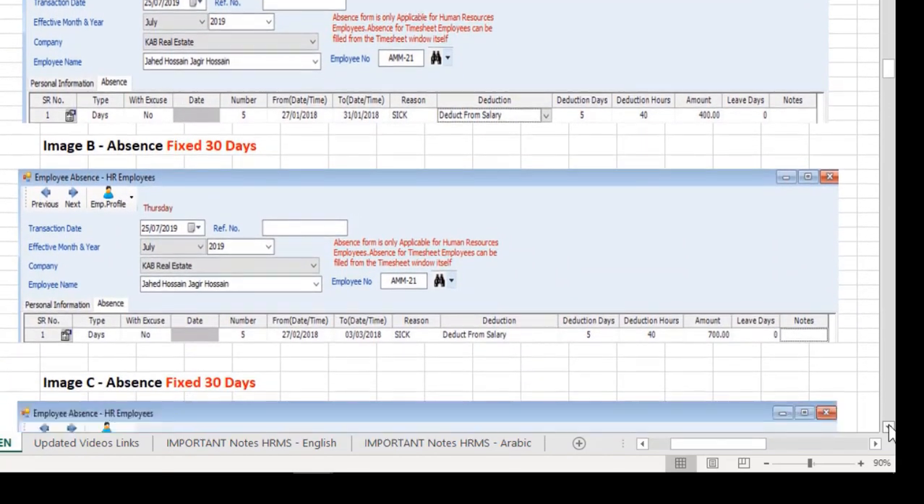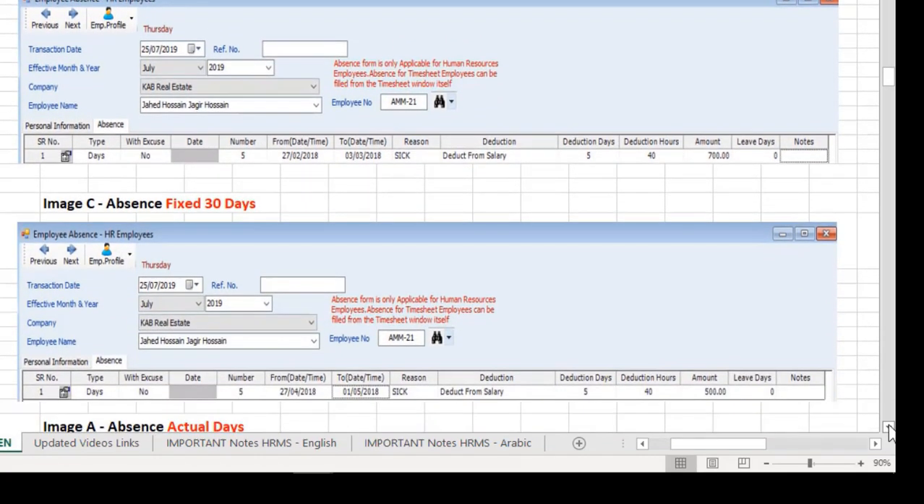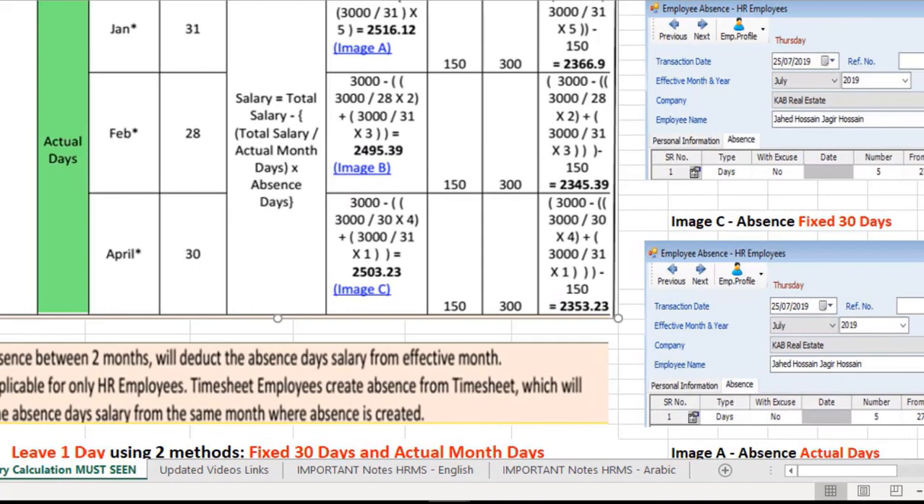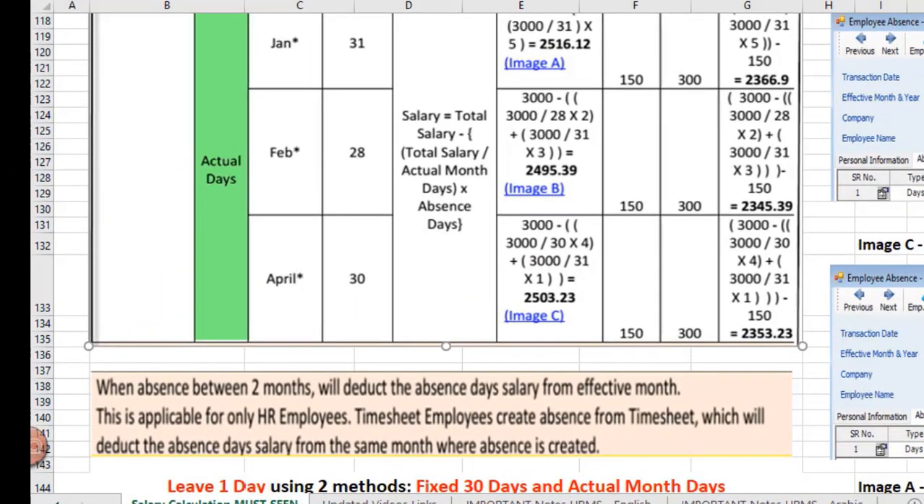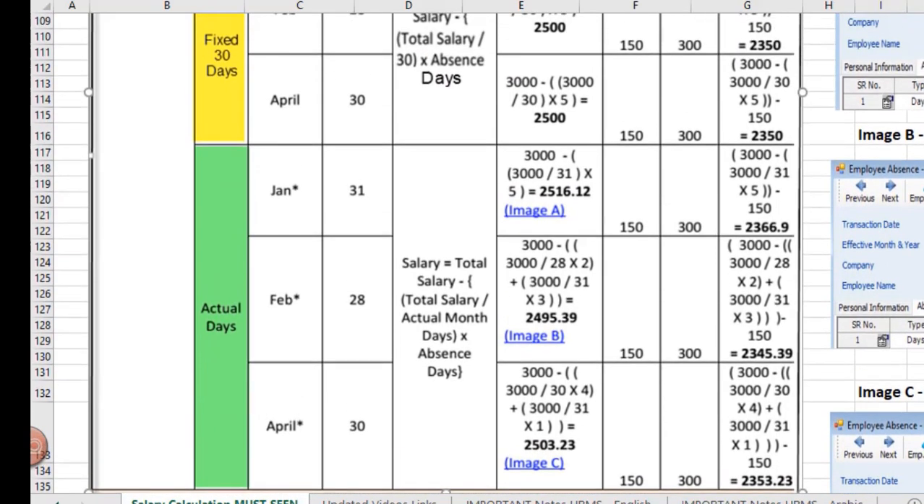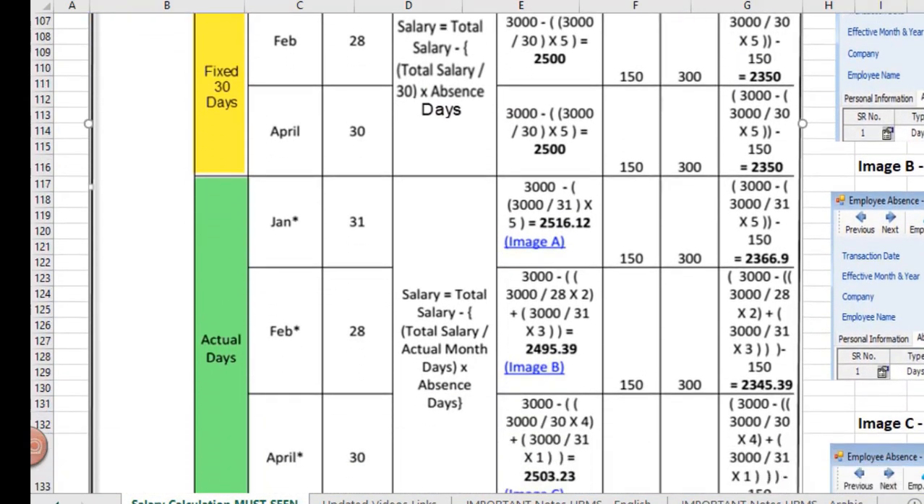This is image B, and also we have image C right here. So this will show us how it's calculated. Let's now see the actual days. Let's see when we take 5 days of absence regarding the actual days, how it's calculated.